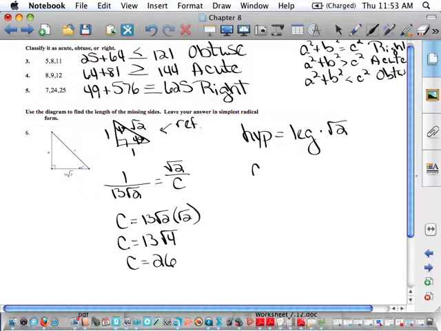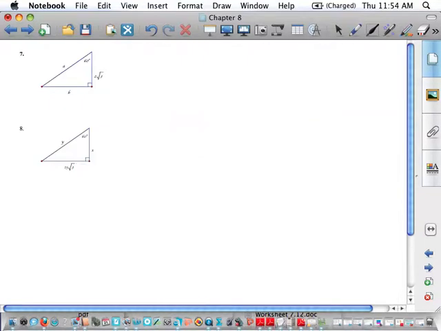The hypotenuse is C. The length of the leg is 13 square root of 2 times the square root of 2. And again, you're going to get 13 times the square root of 4. Square root of 4 is 2, so you get that C is equal to 26. So again, you can do that either way, either using the reference triangle or using the verbal equation. Let's take a look at number 7.